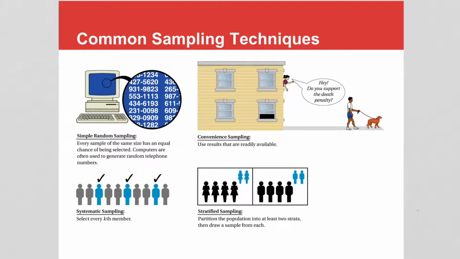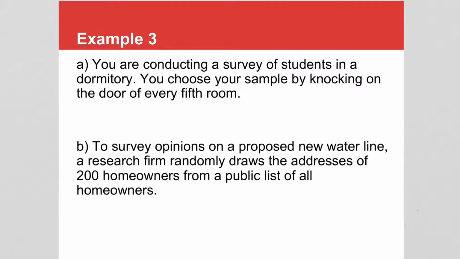And these are just some pictures explaining those. Example 3. Here, we don't have any directions, but the directions are to identify which type of sampling is in each case. You're conducting a survey of students in a dormitory. You choose your sample by knocking on the door of every 5th room. The one where you choose every so many is systematic, because you choose every 5th room. This is representative if students are randomly assigned rooms anyway.